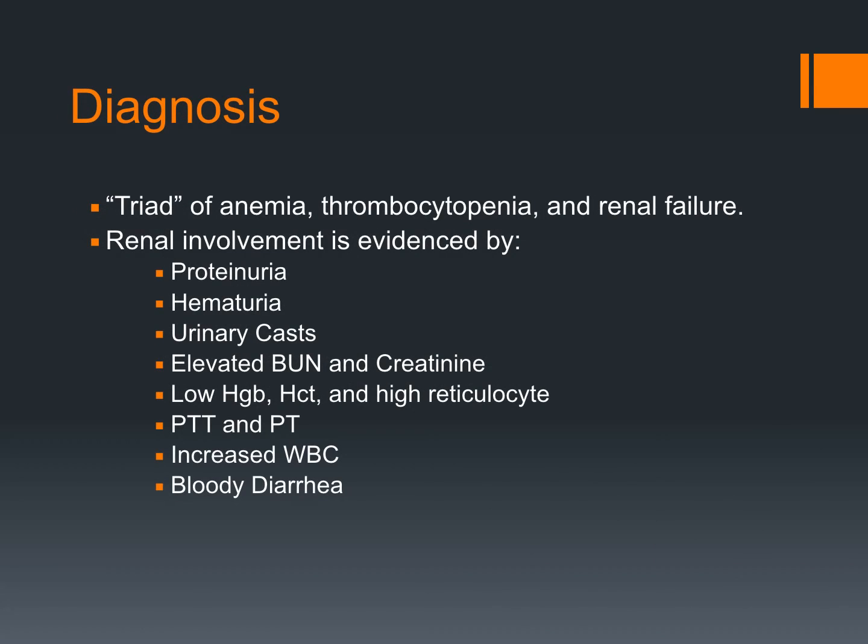Diagnosis. There's a triad of anemia, thrombocytopenia, and renal failure. Renal involvement is evidenced by proteinuria, hematuria, urinary casts, elevated BUN and creatinine, low hemoglobin and hematocrit, and high reticulocyte count, PTT and PT, increased white blood cells, and bloody diarrhea.